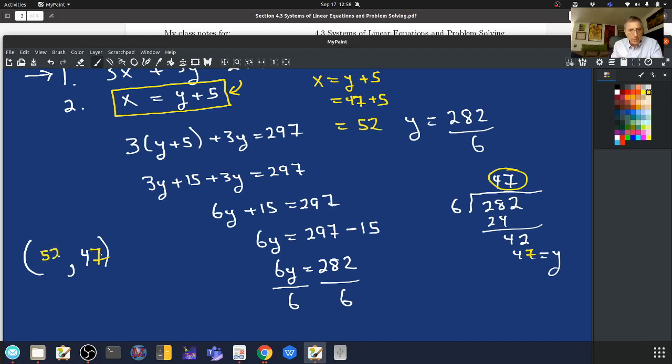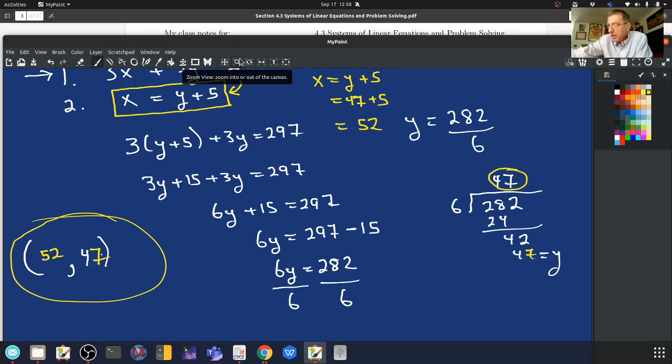So there's my ordered pair solution. And you could check it. You could visually check that if you have a program that graphs equations. Okay.